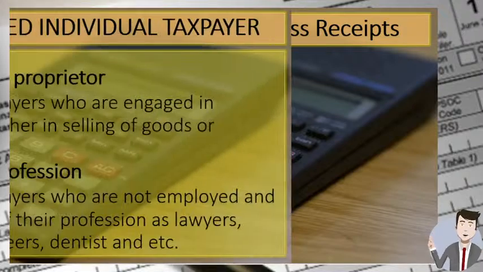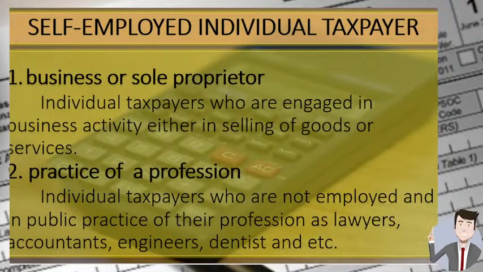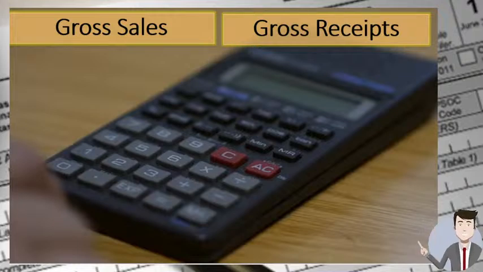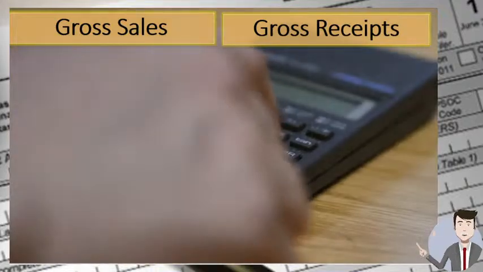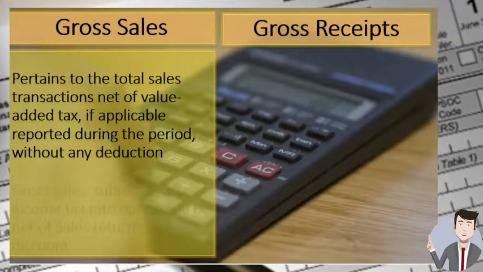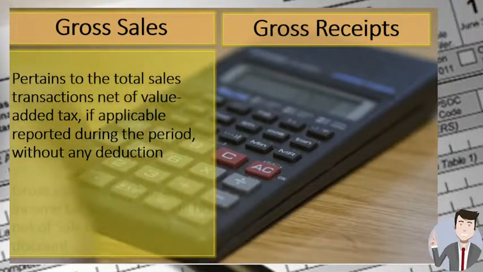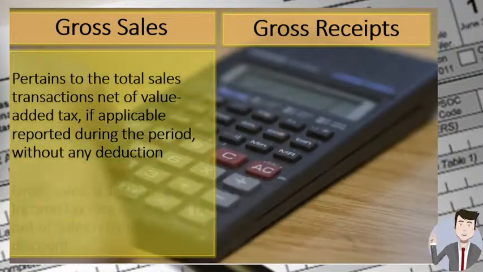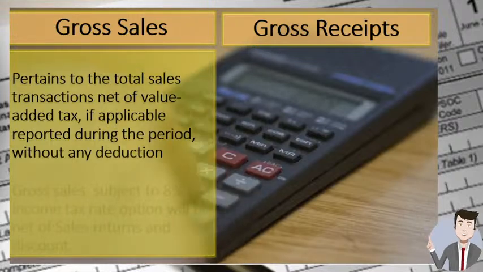for the purpose of computing the income tax return for self-employed individual taxpayer, let's first identify the terms used in the computation. What are the definitions of gross sales and gross receipts? So gross sale pertains to the total sales transaction net of value-added tax. So tax, guys, is an example of business taxes. So it will be discussed thoroughly in your tax two.